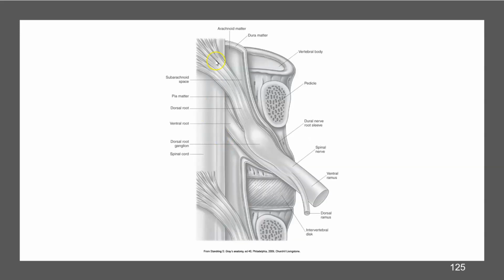Taking a look here, you have your arachnoid mater, dura mater, and your vertebral body. Here's your pedicle, here's your dorsal nerve root, and your spinal nerve coming down. Intervertebral disc, you've got your spinal cord, your dorsal root ganglion, your ventral root, dorsal root, pia mater, and subarachnoid space.